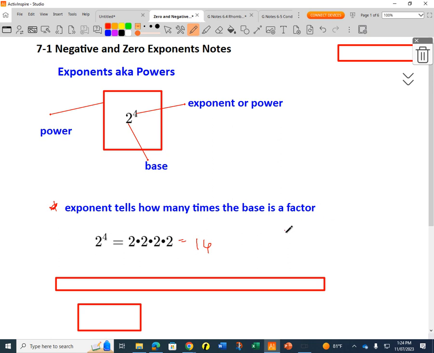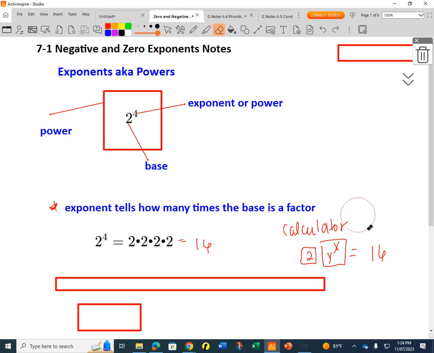So on your calculator, you press 2, then you press the Y to the X button, and that button is right below your off button. Then you press 4 and equals, and you will see that that is 16. Oh, I forgot the 4. Thank you, Mr. Paul.